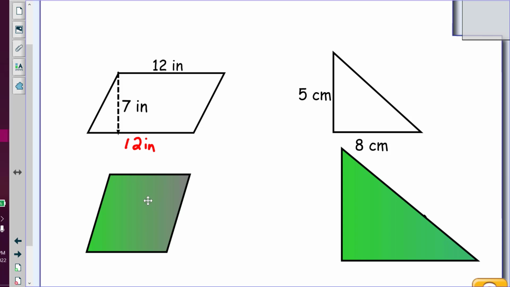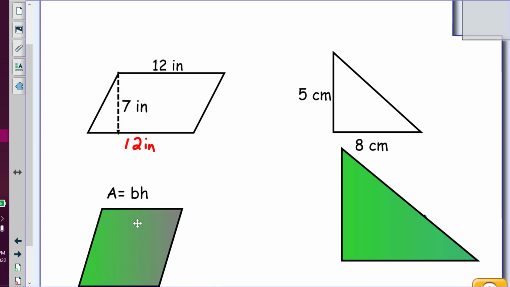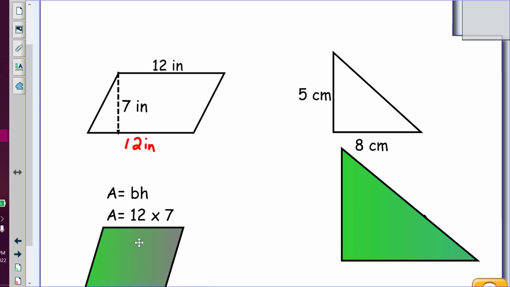So to figure out the area of that, we go area is base times height. So that means area is 12 times 7. So the area is 84 inches squared. Sorry, I forgot to tell you that your units are always going to be squared. Make sure they're always written in square units. This lets us know it's a two-dimensional figure.